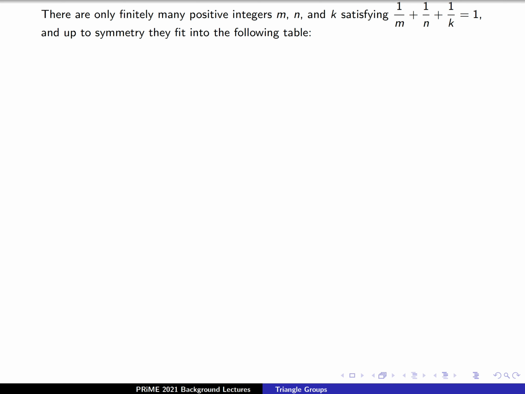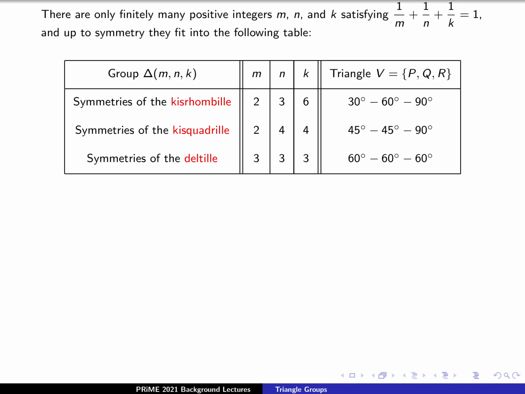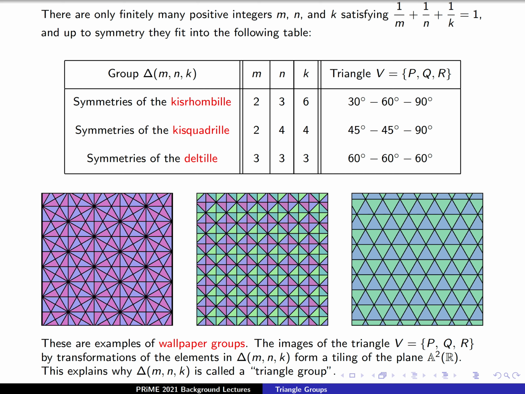Notice that there are only finitely many positive integers m, n, and k such that the sum of the reciprocals is 1. And you can check that this list here is exactly the 3 that we talked about before: 2, 3, 6; 2, 4, 4; and 3, 3, 3.